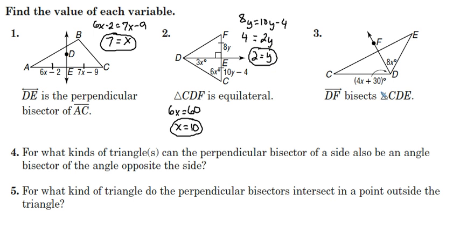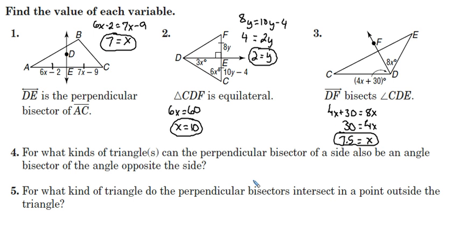Number 3, we have an angle bisector. It's going to cut angle CDE in half, two equal halves, 4x plus 30 and 8x. 4x plus 30, we will set that equal to 8x. And we can solve for x this way. We'll take away 4x from both sides, and that'll make this 4x. And then I have 30 here. And then I'll divide both sides by 4. 30 divided by 4 is 7.5.